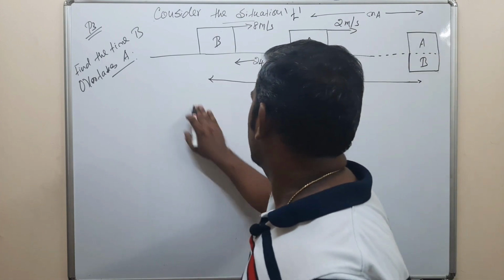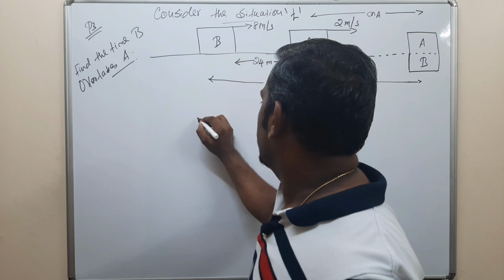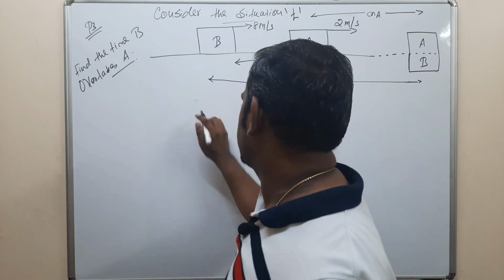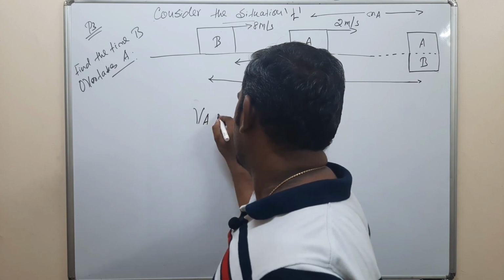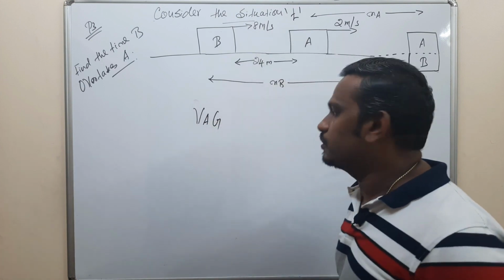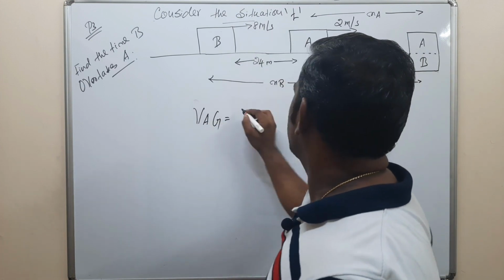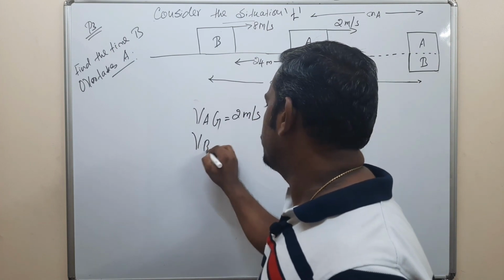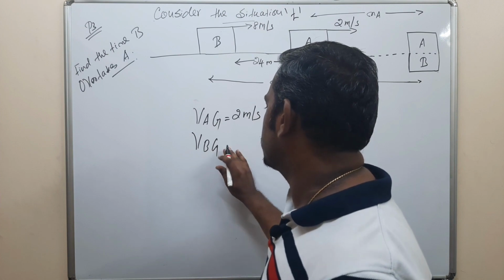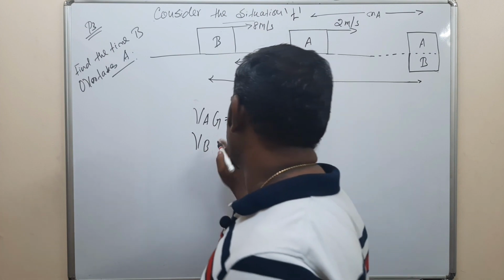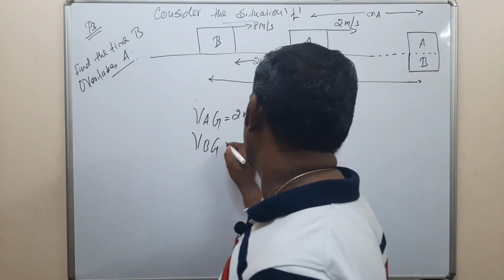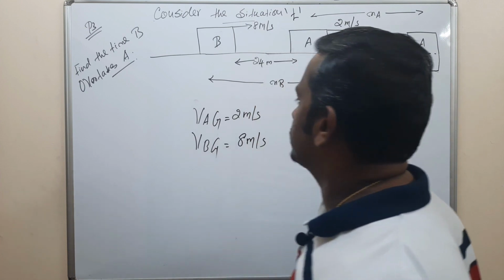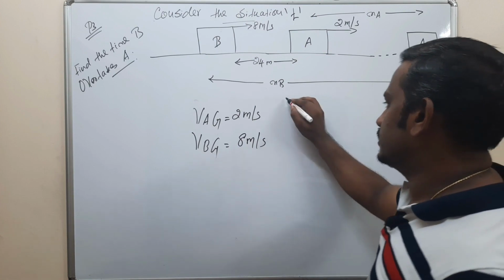So from this, velocity of A with respect to ground is equal to 2 meter per second. Velocity of B with respect to ground, that's equal to 8 meter per second.